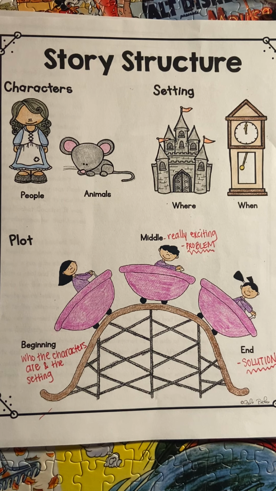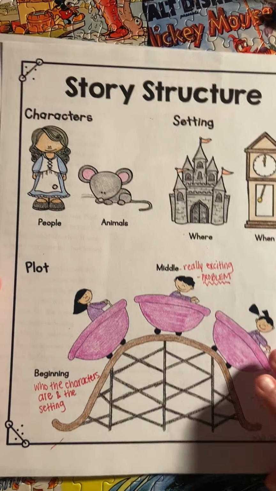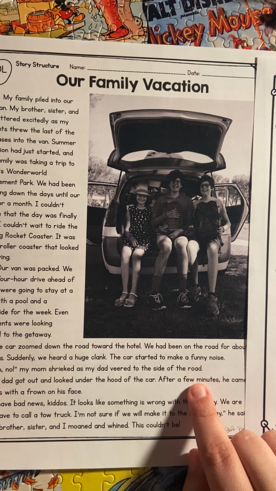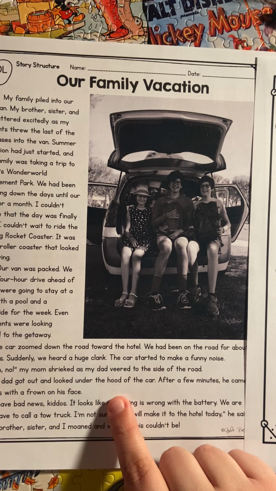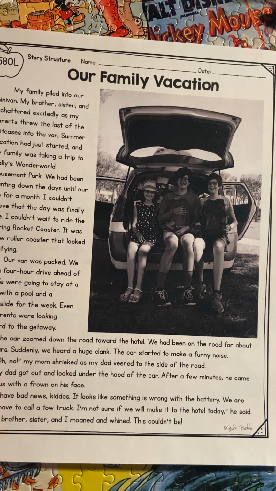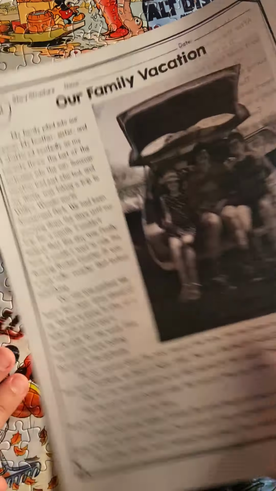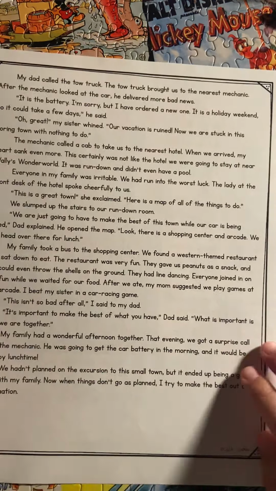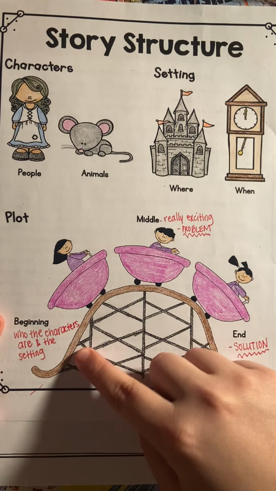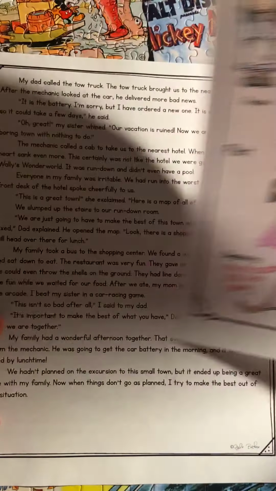And their problem is that their car battery is broken now, right? Because they heard a clink, a huge clink, and the car started to sound funny. And then the dad went on the side of the road and he looked, and he says the battery doesn't look good and that they might not make it to the hotel that night. Bummer. Let's keep reading. So we're in the middle of the story now, right? We're at the top of our roller coaster. Let's see what else happens.